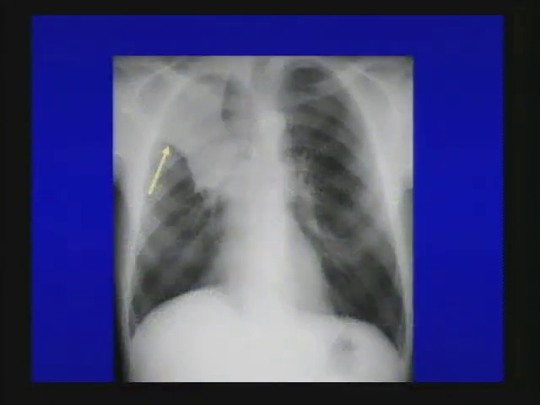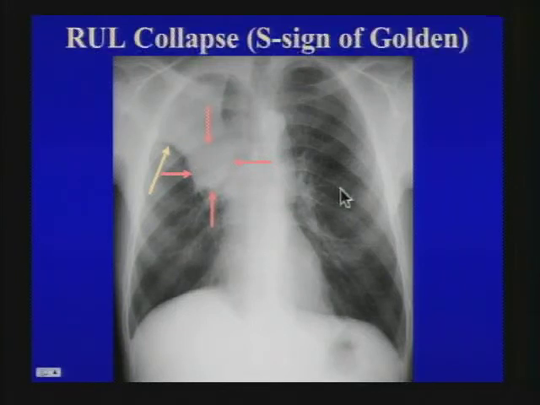Another radiology classic. There's the fissure. So this is right upper lobe collapse because the fissure is displaced upwards. Notice the contour of the fissure, and there's a big mass sitting here, okay? Because the fissure should not be bulged out there medially. S sign of Golden, right upper lobe collapse, hilar tumor, okay?